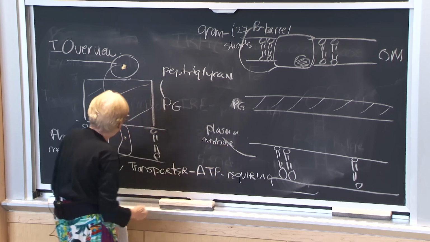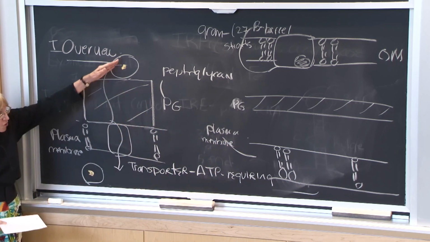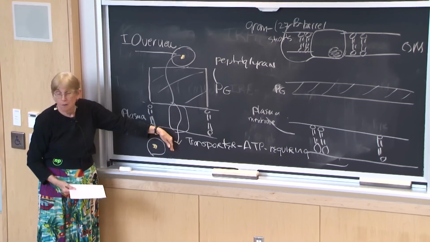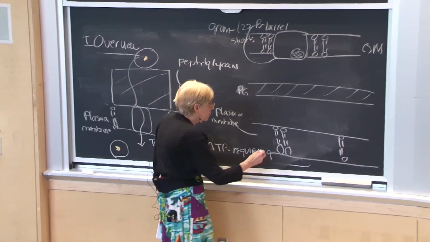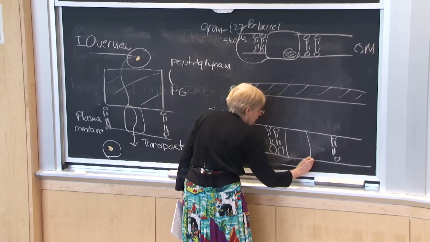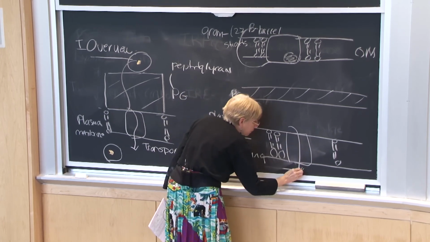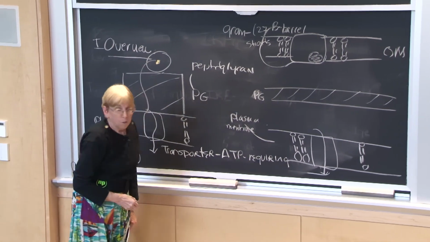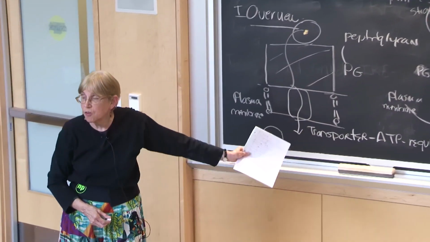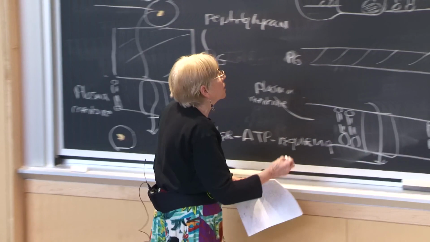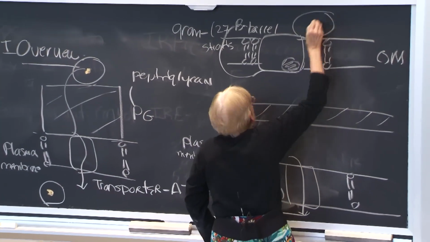You still need to do the same thing. You need to get your siderophore into the cell, okay? So what do you have here? You still have transporters, okay? And those transporters are going to allow your siderophore to go into the cell, just like we saw with the gram-positive.